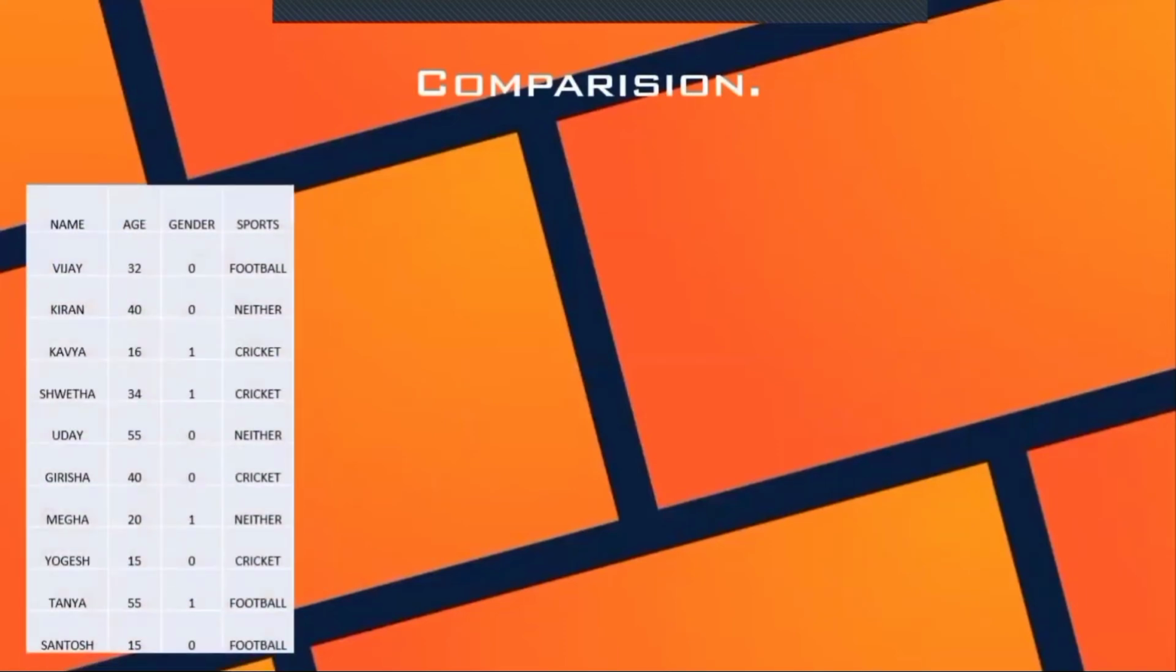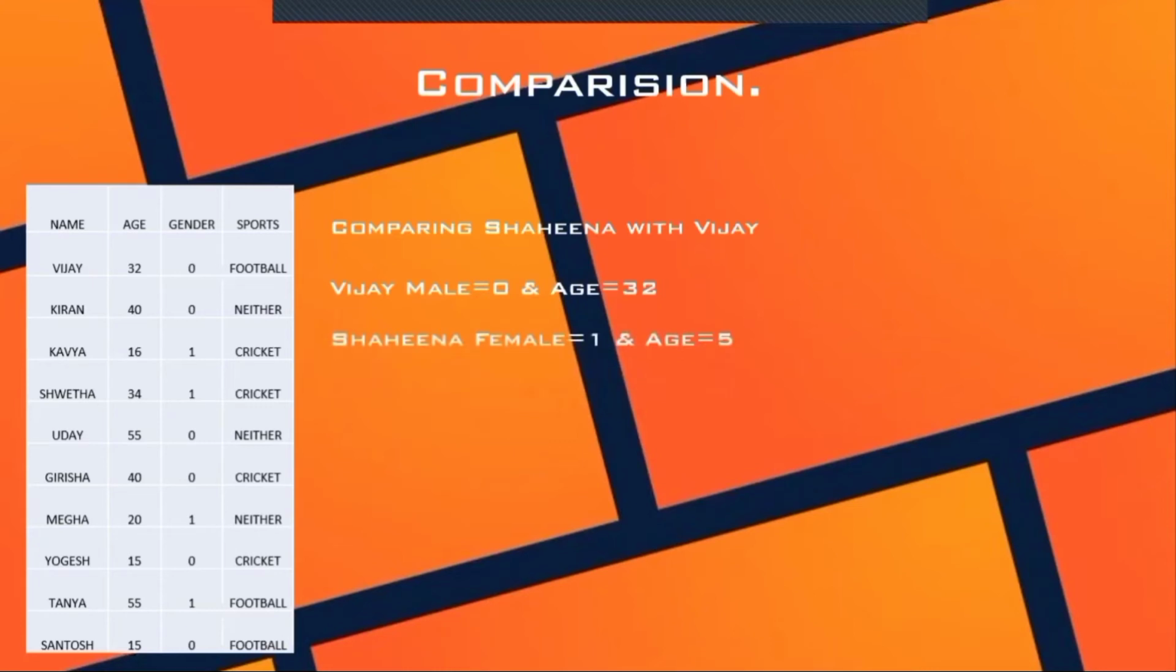Okay. So friends, what I will do in the comparison: here I have written the numerical data of the chart. So the problem solving starts from here. First I'll compare Shahina with Vijay, who is the first name in the chart. Here Vijay, who is male, is counted as 0, his age is 32, and he likes football. And speaking about the question, Shahina is female, 1, and her age is 5.